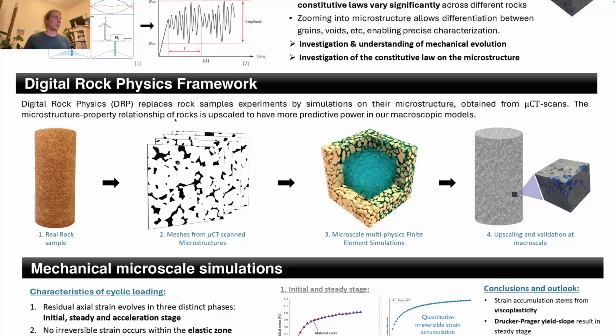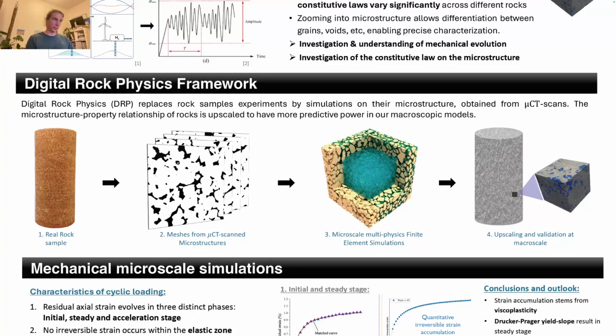Once we have segmented this, we can merge all these images together and create a 3D digital twin of our real lab rock sample. We discretize this, and then we can run finite element simulations, even multiphysics, combining the flow and the mechanics or even chemical behavior to really predict what's going on at the microscale. But of course, the microscale itself is very hard to see at lab scale, and therefore we upscale our mechanical and even physical behavior again to the macroscale, which is the same as the experimental scale.